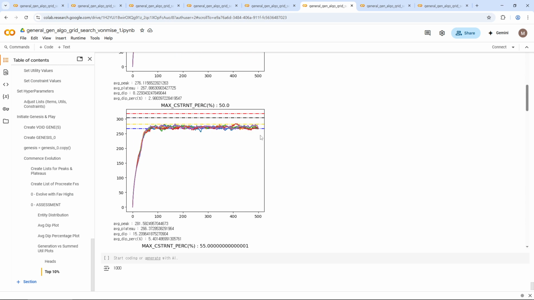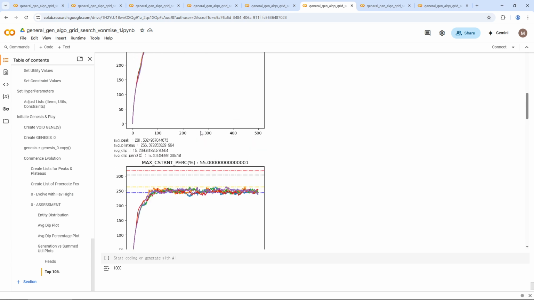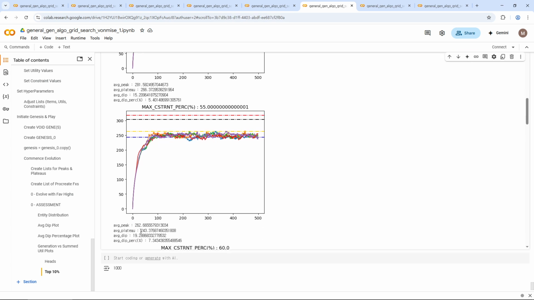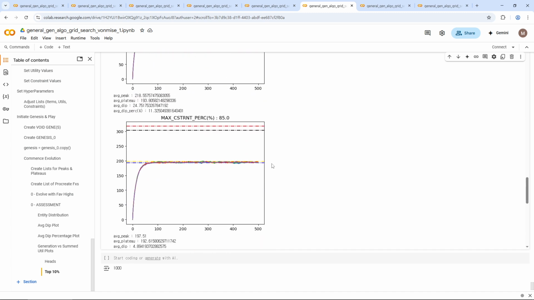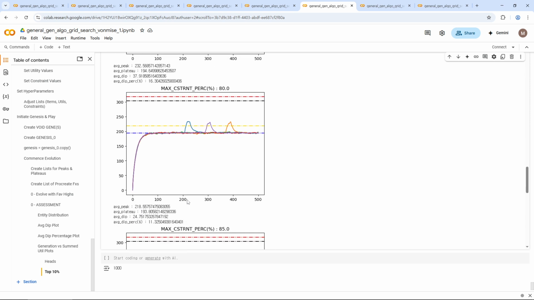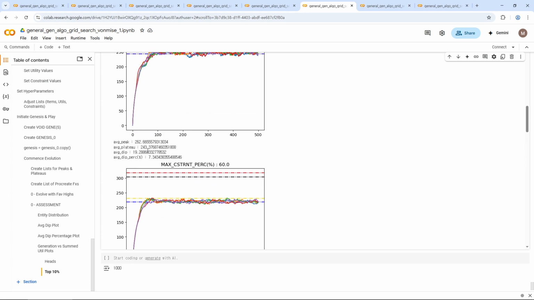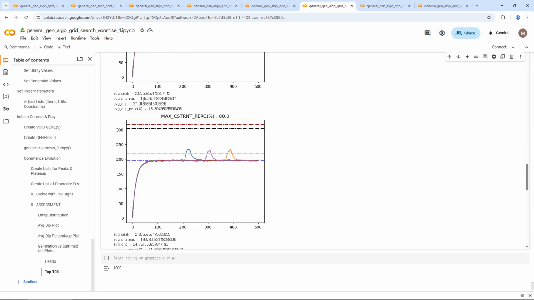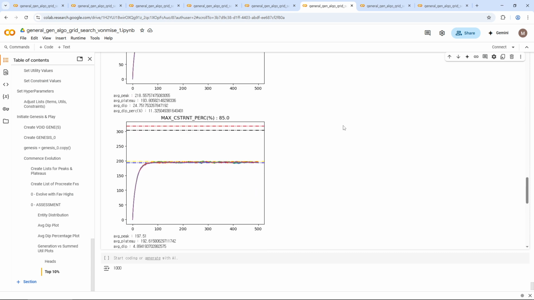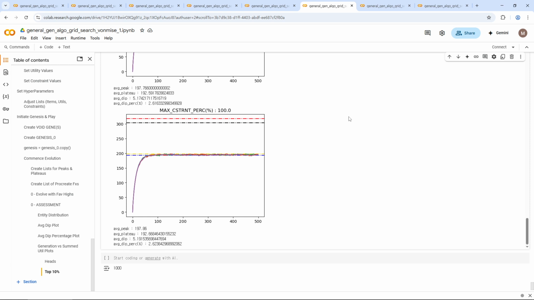50, there we go. Okay, 55. Average plateau level going down. 85. 80. There we go. But then again, the average plateau level is still going down. It was at 243 and it went down to 194. That is a hell of a lot lower. That's really, really low.